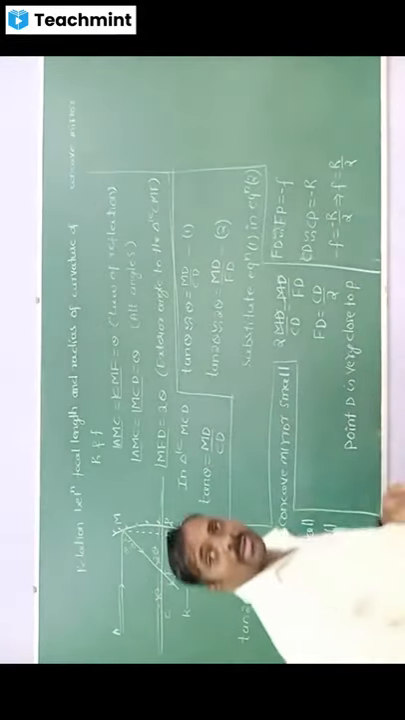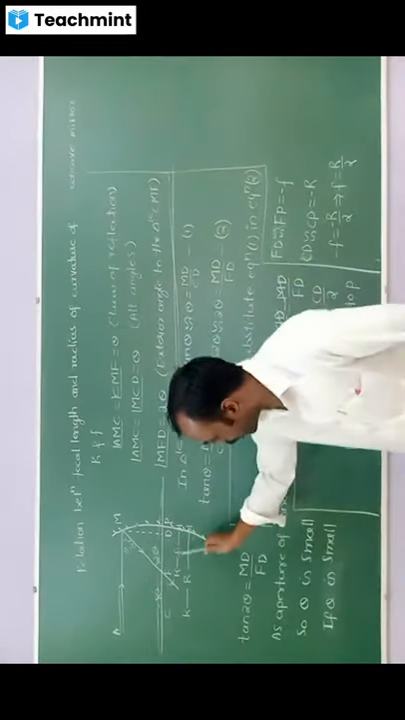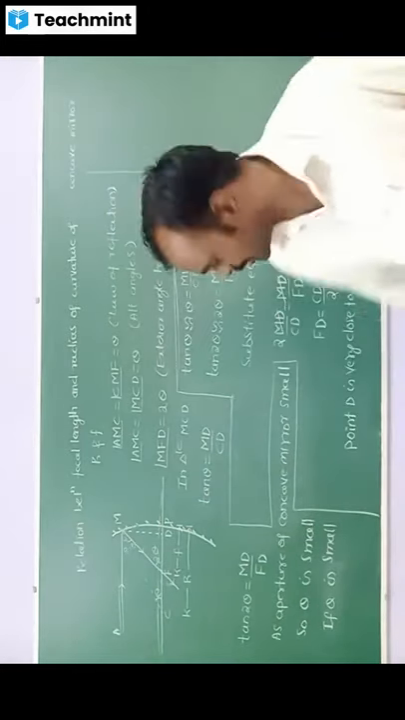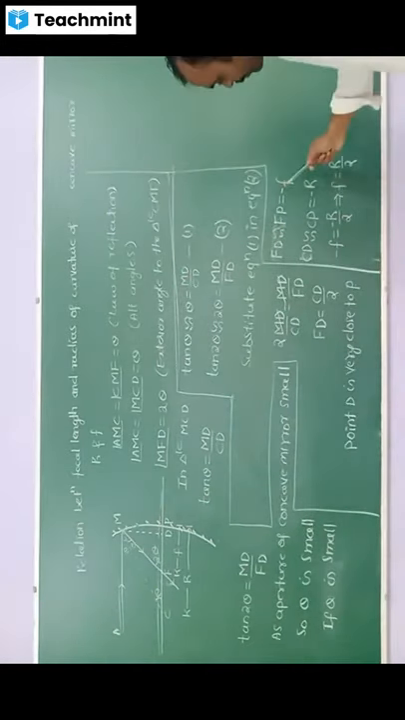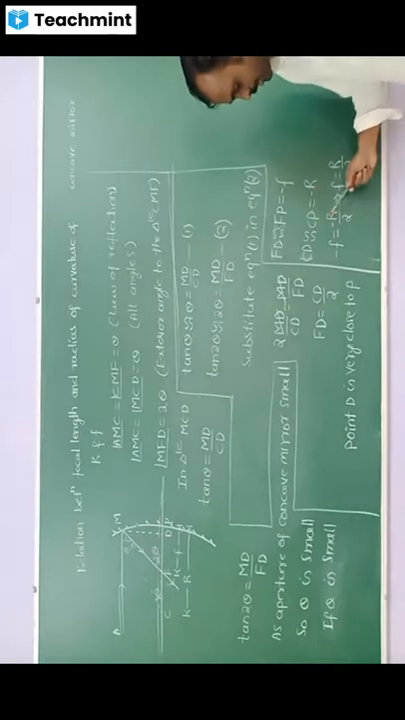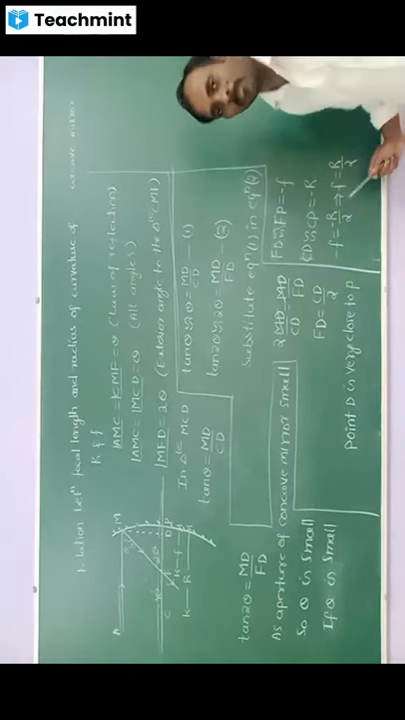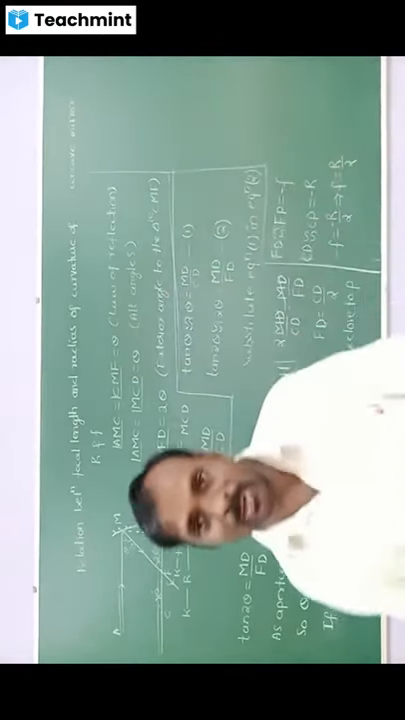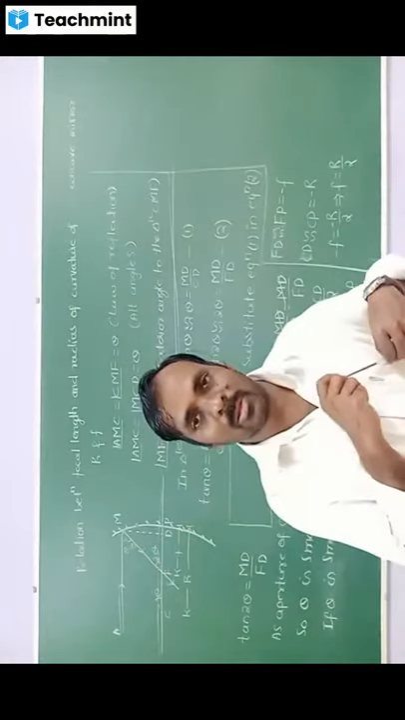According to sign convention, both the focal length as well as the radius of curvature are opposite to the direction of the incident ray. So we are making minus f and minus R. So minus f equals minus R divided by 2. So f is equal to R divided by 2. And this relation is applicable for both concave as well as convex mirror.